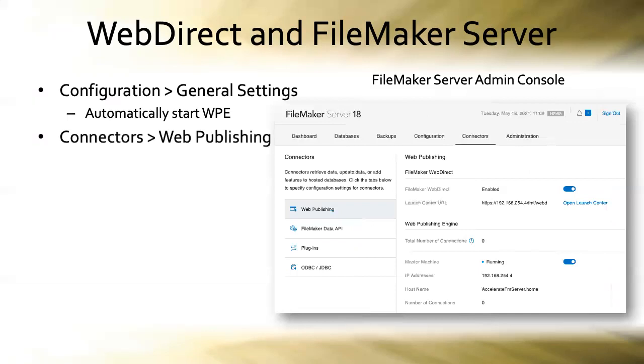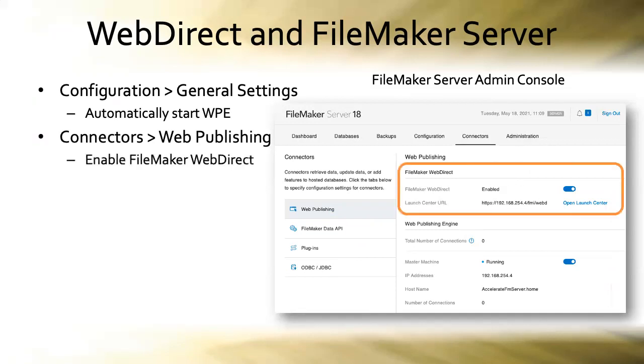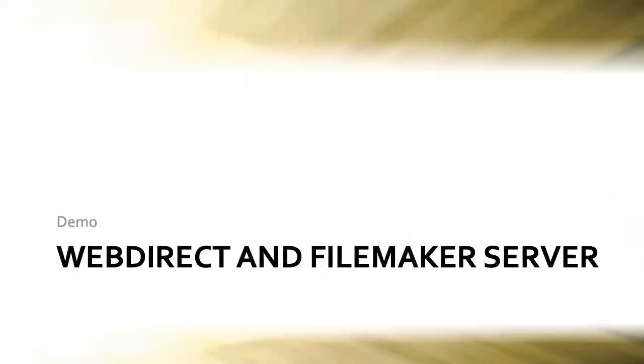You'll also want to work with the connectors tab of your FileMaker Server admin console. And here you can see that there is a switch that you can use to simply turn on or off WebDirect. Okay, you want to make sure that that is enabled. In fact, let me go ahead and demonstrate all of that right now.